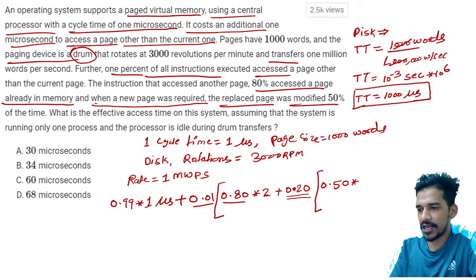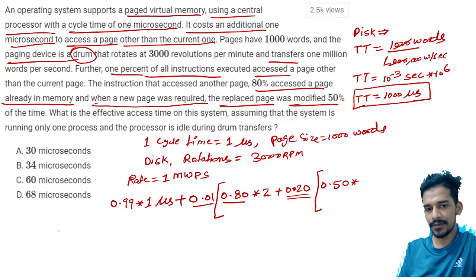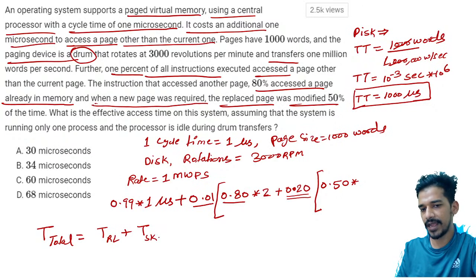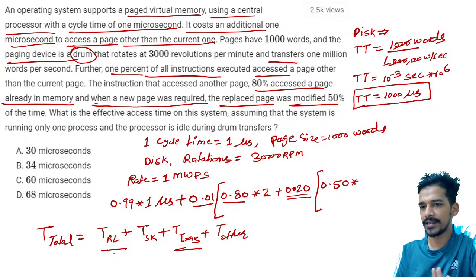Then we are given the rotational latency. If you all remember the formula, total time taken is rotational latency plus seek time plus transfer time, plus other if anything is given. So we are given only two times, transfer time and the rotational latency. We can find out the rotational latency from here.